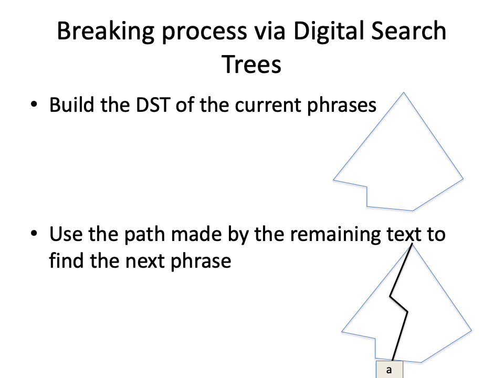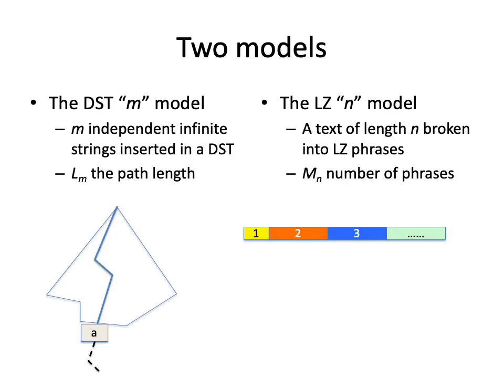What is interesting for our community is the fact that the phrase breaking process can be done via a digital search tree. You build the digital search tree, the DST, of the current phrases, and then you take the remaining text and you use the symbols of the remaining text to find a path. And the path is equivalent to the insertion of a part of the remaining text, which is the next phrase.